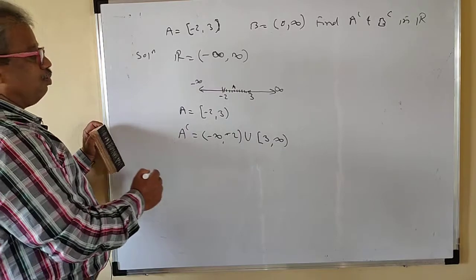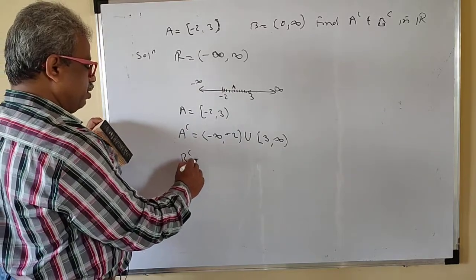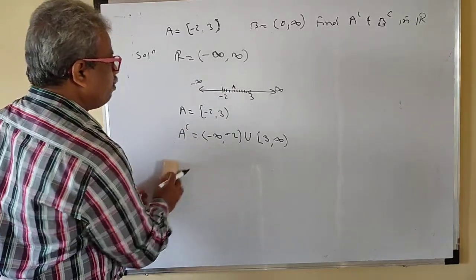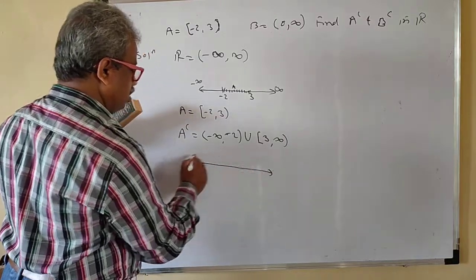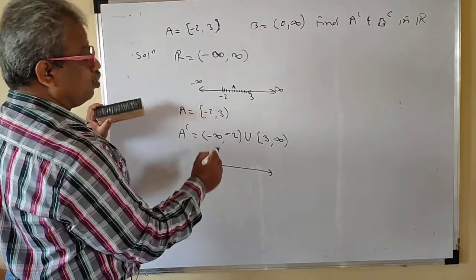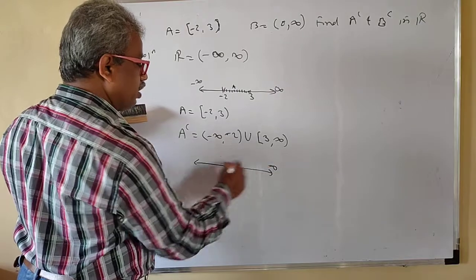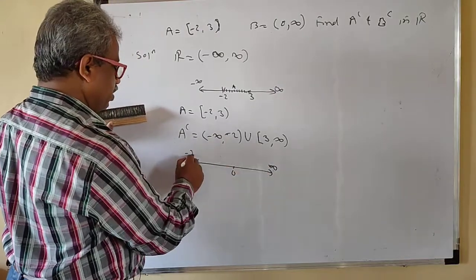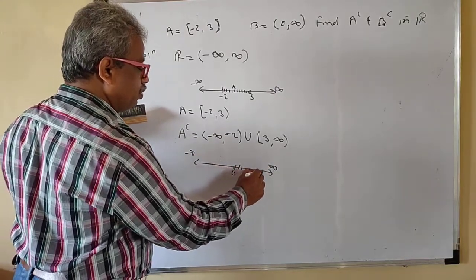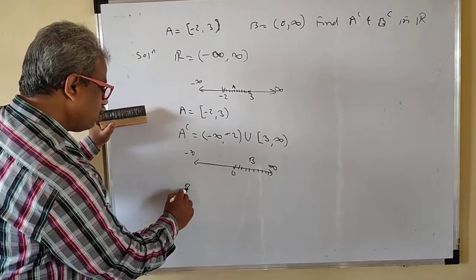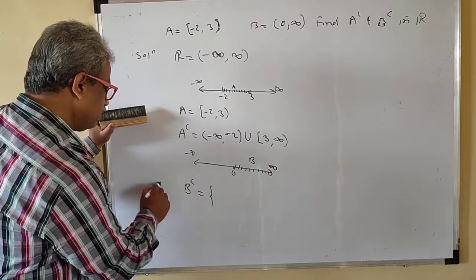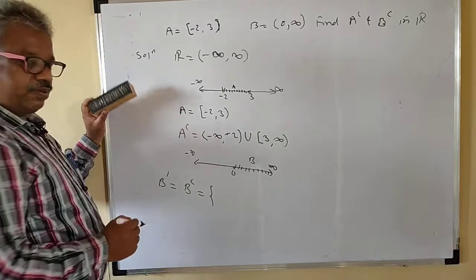Okay, now we get A complement. Now what is your B complement? For B complement we will draw this, right? This is B. B is what here? 0 to infinity. This is your 0, this is your infinity, and this is your minus infinity. So this is your B. And what do you want? B complement. B complement is also denoted by B dash or B complement, whichever.